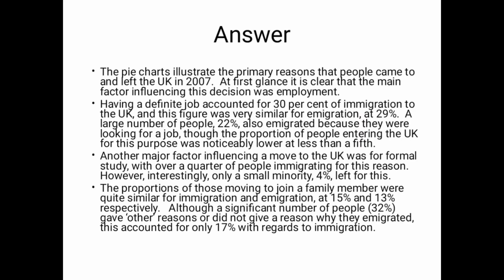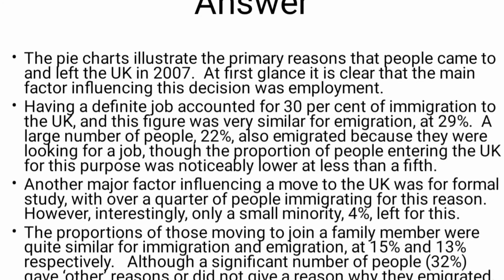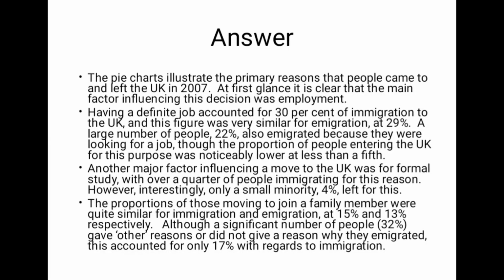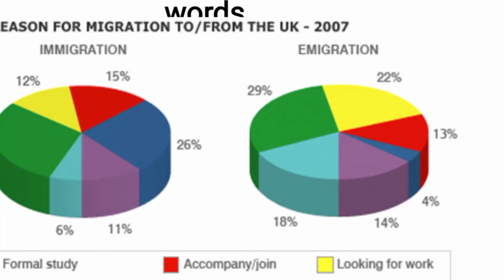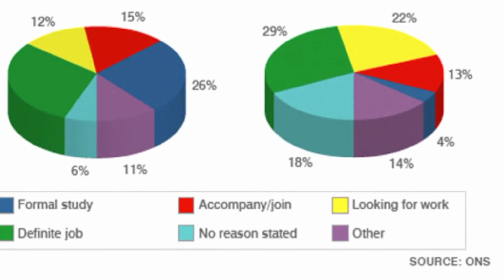The pie chart, first the introduction, illustrates the primary reasons that people came to and left the UK in 2007. Both coming and leaving count as migration. At first glance, it is clear that the main factor influencing this decision was employment. If you go back to the pie chart, you will see employment is given in green color, 30 percent in this and 29 percent in this.